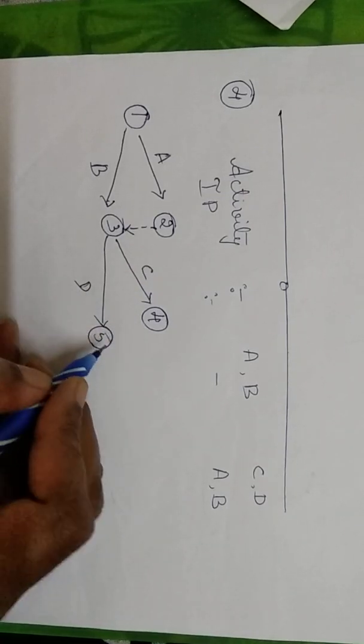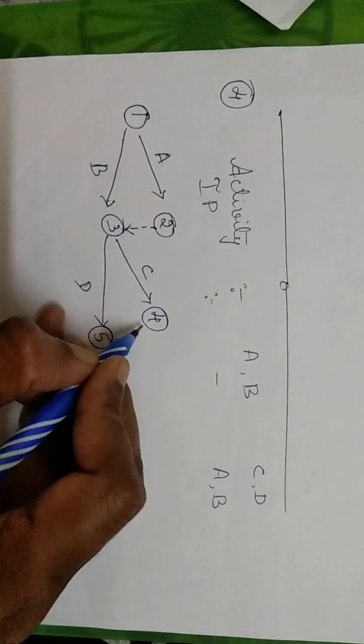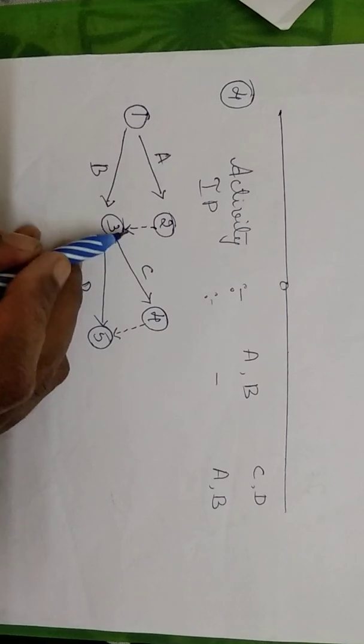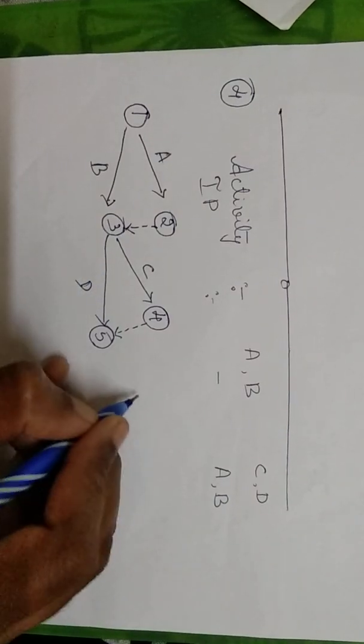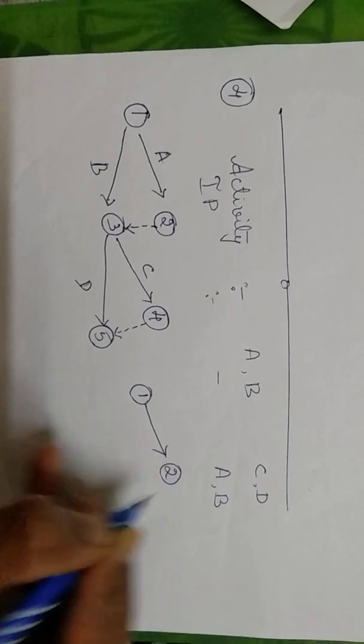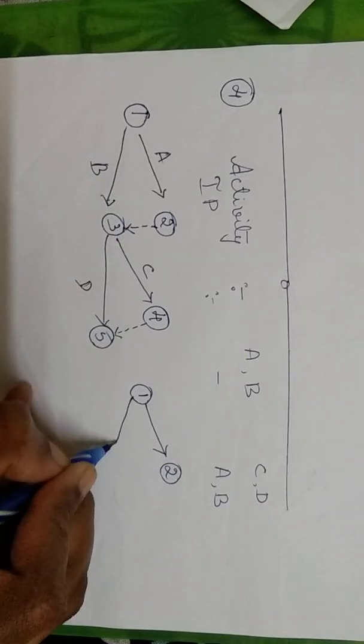So whenever you see a network diagram, you can't keep it open, you have to complete the loop. So we can draw a dummy line like this. Similarly, this can be rewritten, correct. So how can I rewrite this? You can draw it either this way or this way.